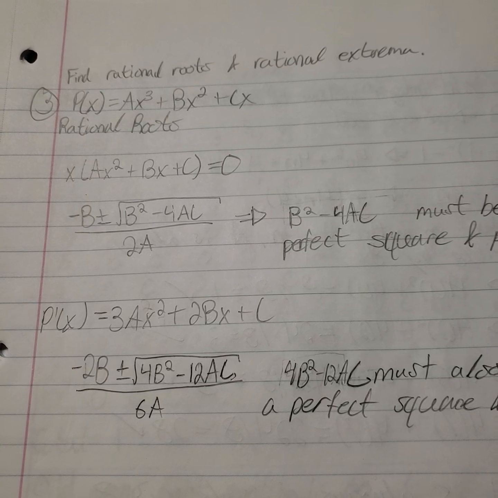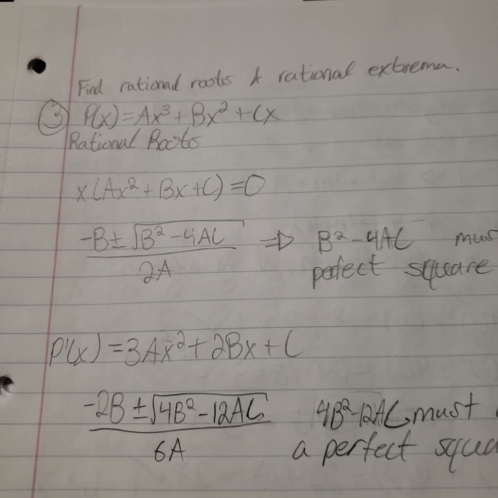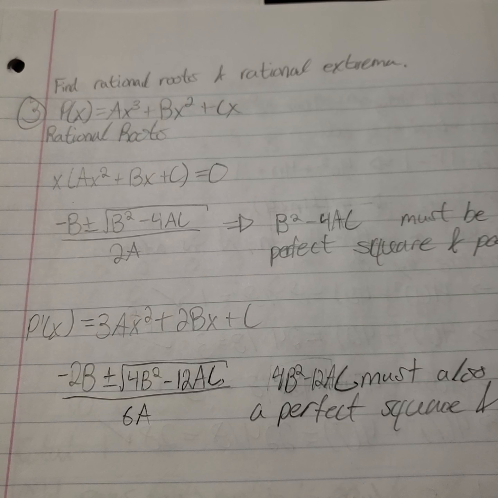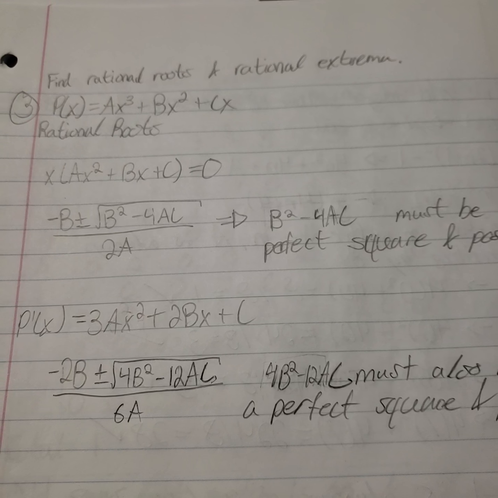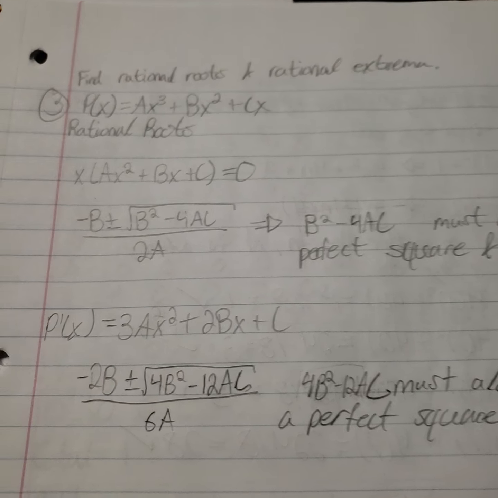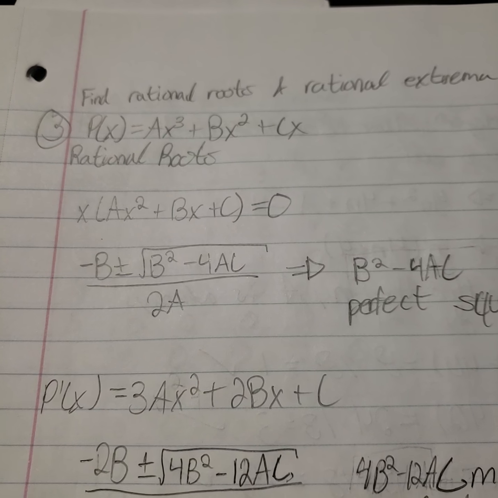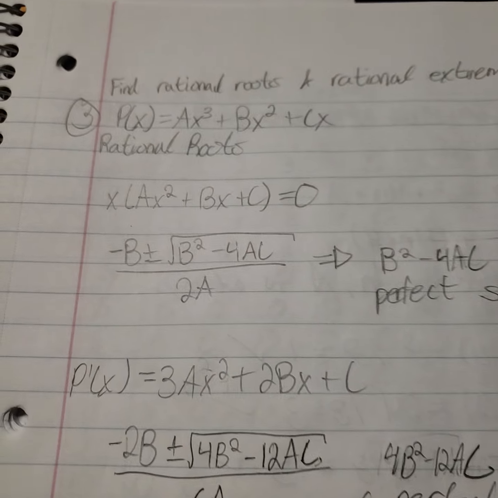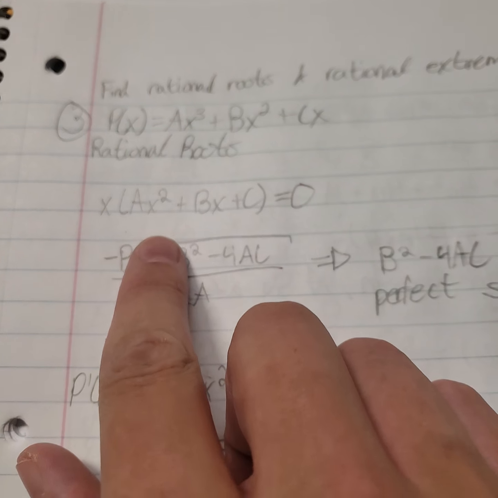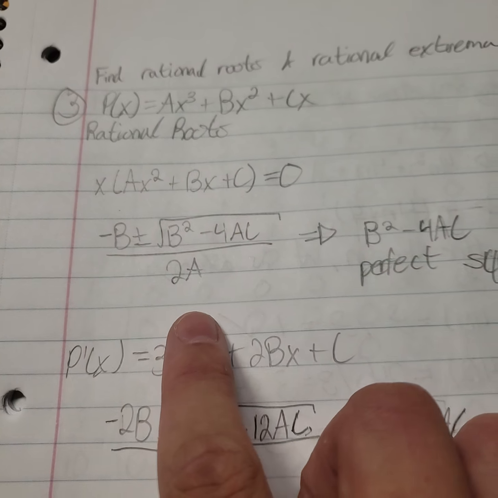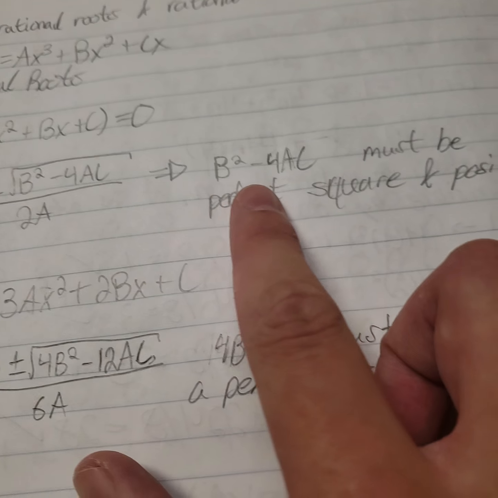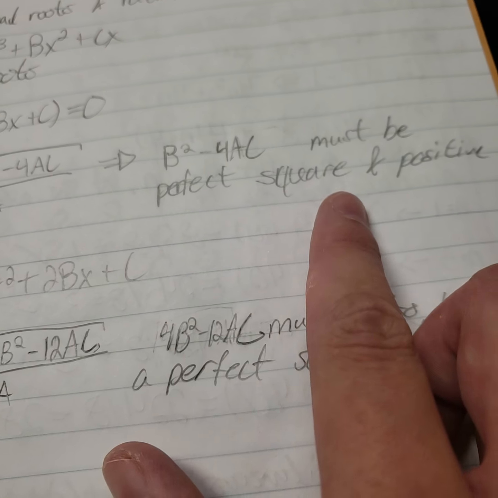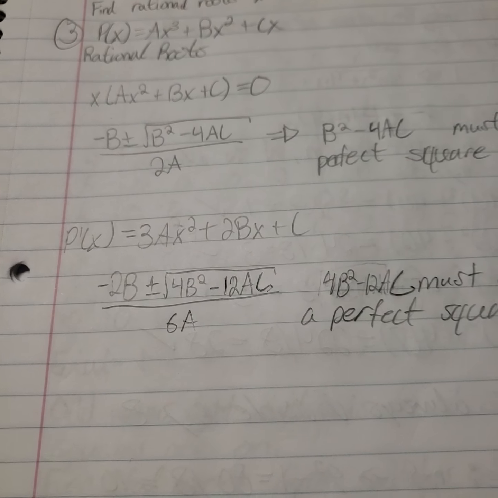We were asked to find the rational roots and extrema for the equation p of x equals ax cubed plus bx squared plus cx. The rational roots are where p of x equals 0. So we took out the x, put the equation in quadratic format, and found that b squared minus 4ac must be a perfect square and positive.